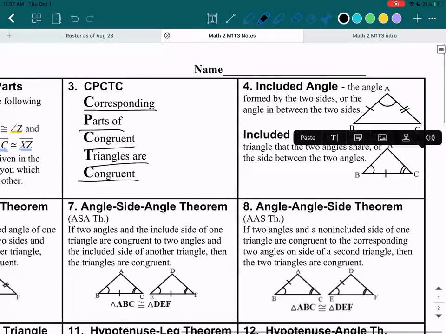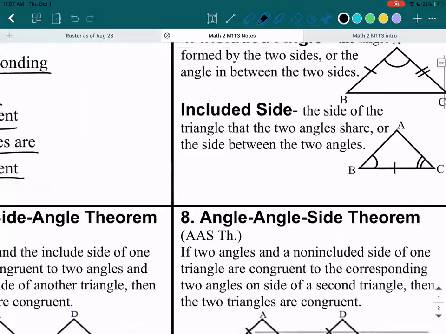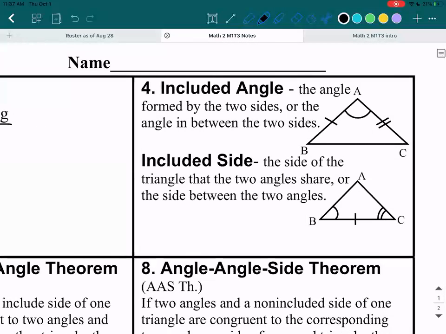We have something called an included angle. So the angle formed by 2 sides, or the angle in between 2 sides. So over here, this is your included angle because it's in between 2 sides. So included just means in between. Similarly, we have an included side, which is the side of the triangle that the 2 angles share, or the side between the 2 angles, which means this side is our included side because it's in between 2 angles. Any questions on that one?